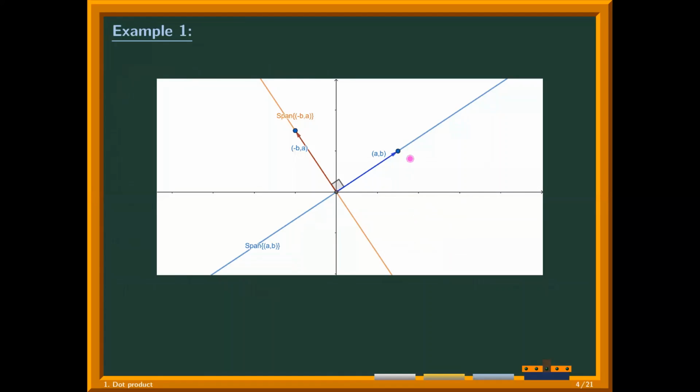So to illustrate, suppose this is the vector with components (a, b), then we computed that its orthogonal complement is the span of the vector (negative b, a). And the span of (negative b, a) is the line containing that vector. And that line is perpendicular to the line determined by vector (a, b).